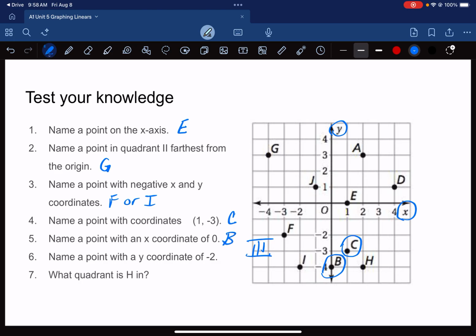Name a point with a y-coordinate of negative 2. So this is negative 2 on the y-axis. And so anything to the left or right is going to have a y-coordinate of negative 2. In this case, it is F. And what quadrant is H in? Well, H is over here in quadrant 4. Okay, hopefully you did well on those.